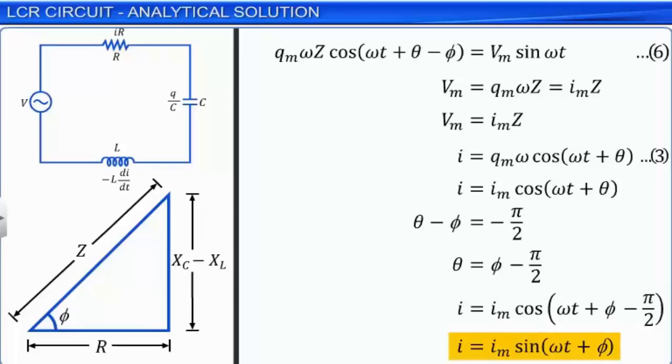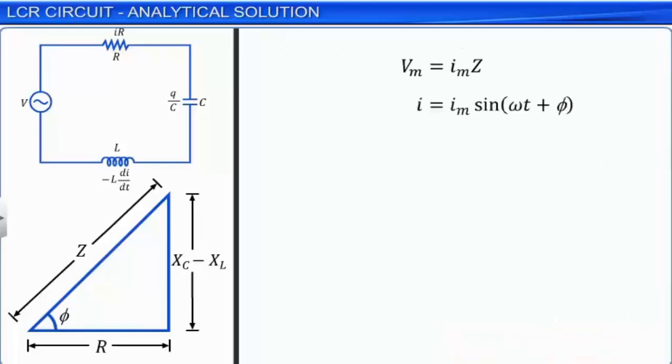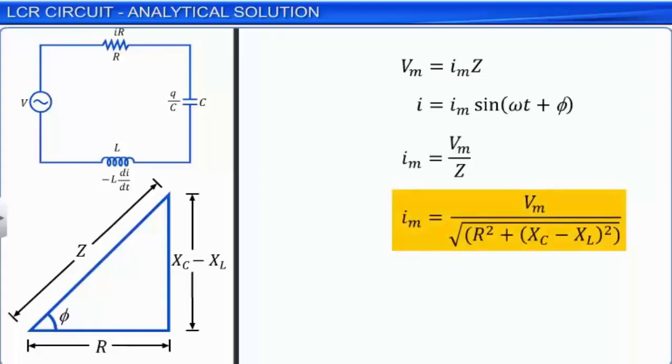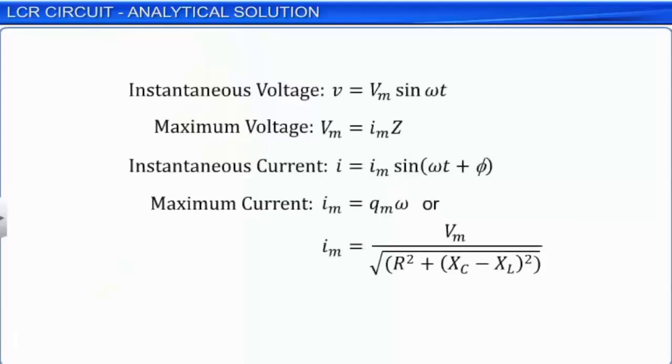Substituting the value of the impedance Z, we get Im equal to Vm by square root of R square plus Xc minus XL square. Thus, the relations finally obtained from the analytical approach towards computing the unknowns in the LCR circuit are the same as computed through the phasor approach. This analytical approach can be regarded as a pure algebraic approach, whereas the phasor approach is more of a geometrical one.